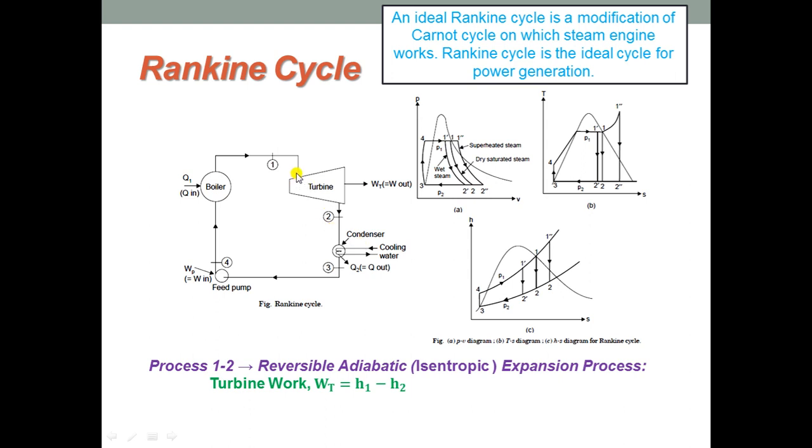If the condition of the steam before expansion is wet, so expansion follows the line 1 dash and 2 dash. So, here the point 1, 1 dash and 1 double dash are based on the condition of the steam which is entering the turbine. So, based on that, the respective PV diagram, TS and HS diagram has to be used.